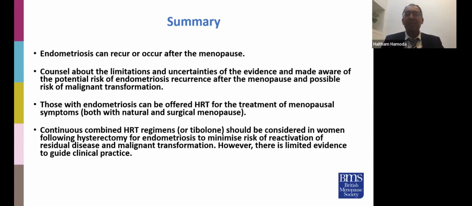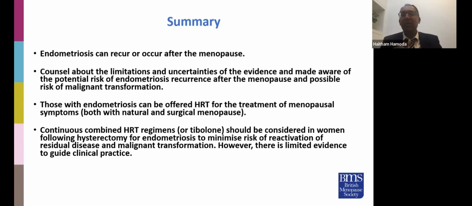So in summary, endometriosis can occur and recur after the menopause. And it is important to counsel individuals about the limitations and the uncertainty of the evidence. We were mentioning giving HRT, combined HRT, after a hysterectomy.